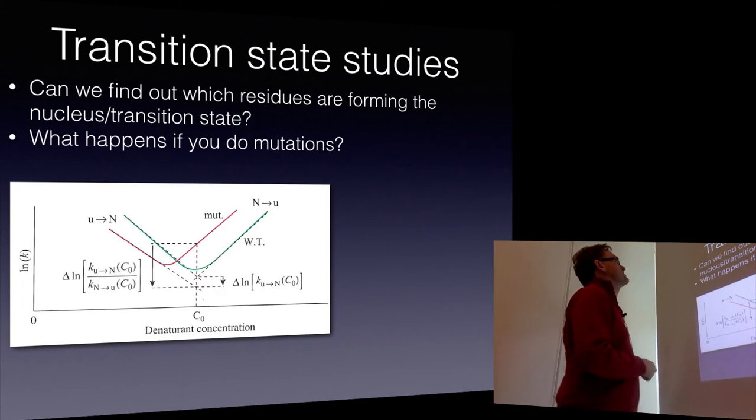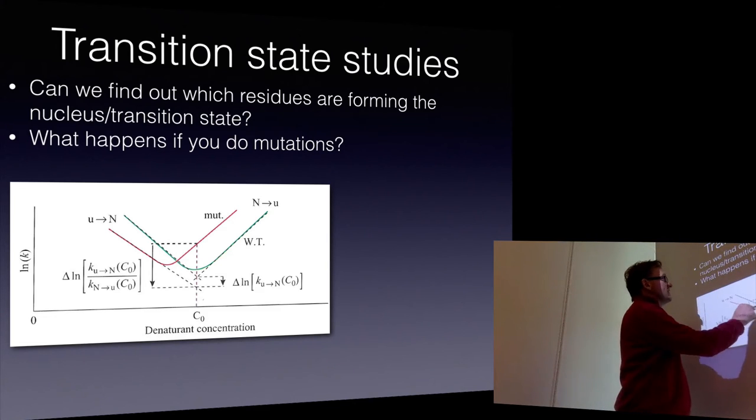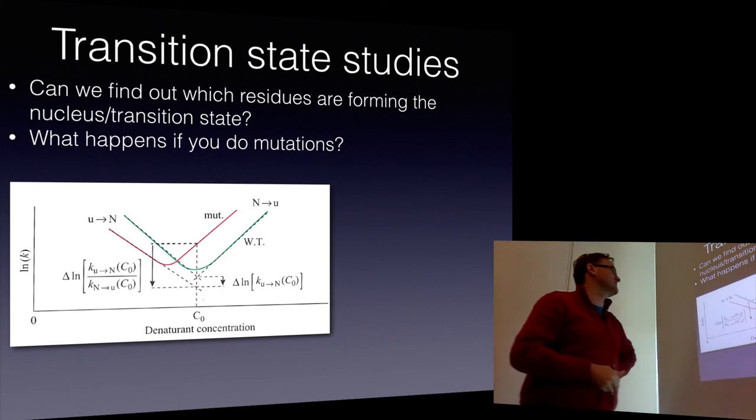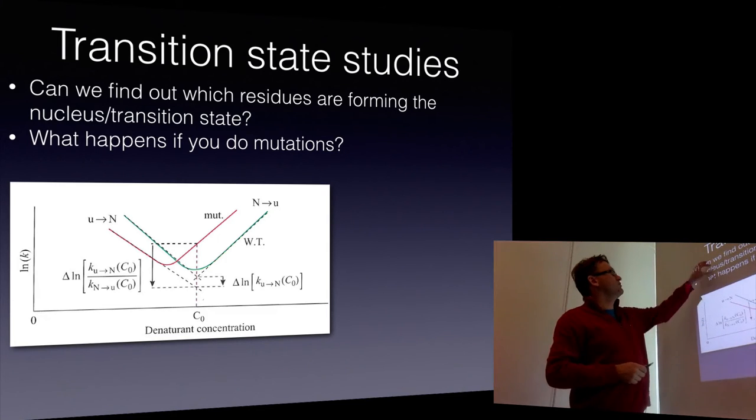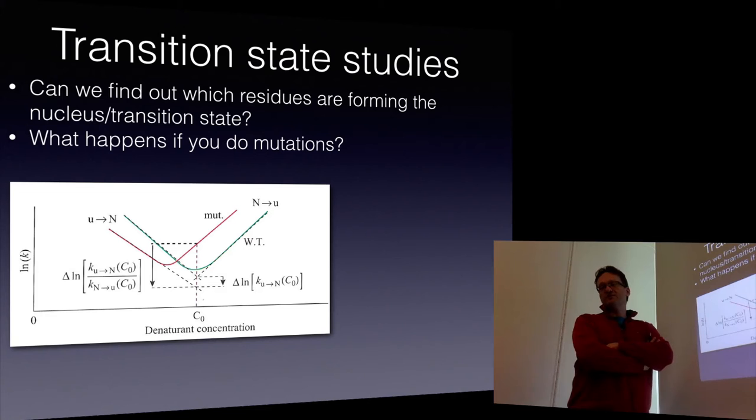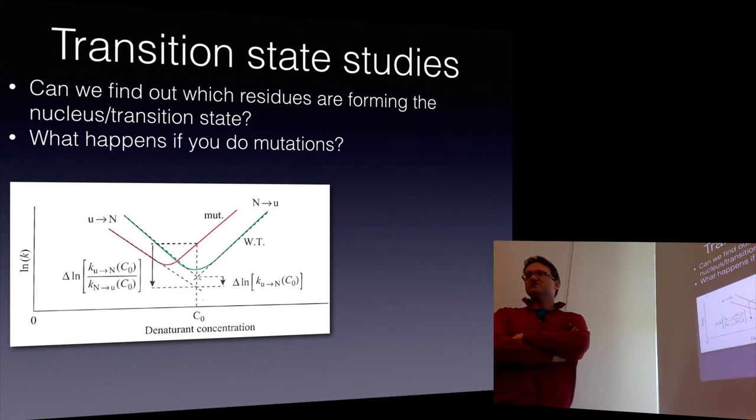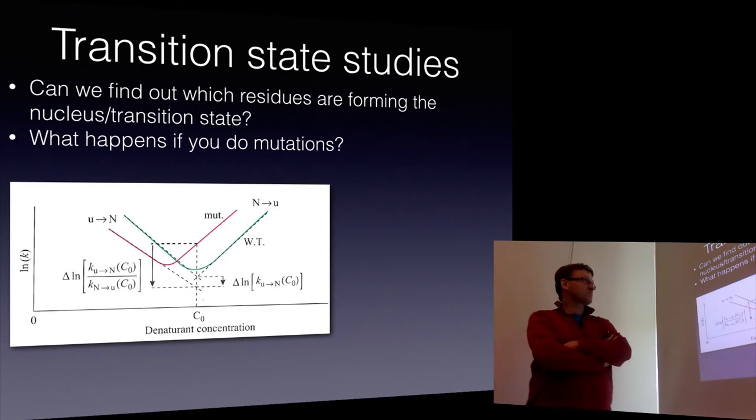So this is a picture taken from the book. Green here is the wild type. And then let's assume that we just make a mutant here, and that's the red curve. So the curve has moved a bit both in the X and Y. So what we really want to do is, can I say for a given residue, whether this residue is part of the transition state or not? The only way I can do that is to see if it changes things, right?